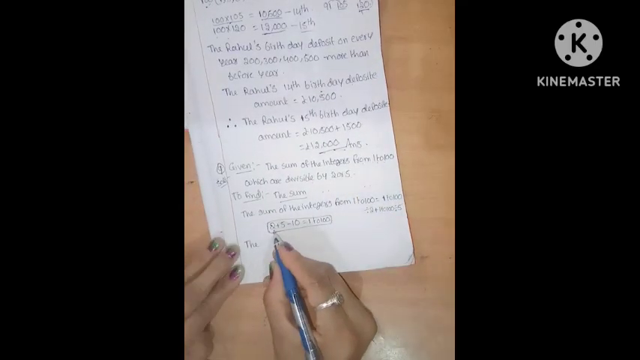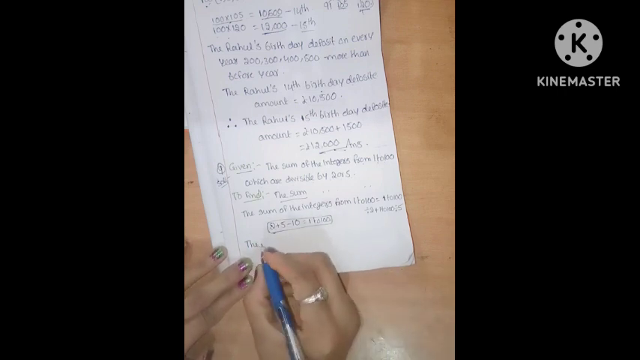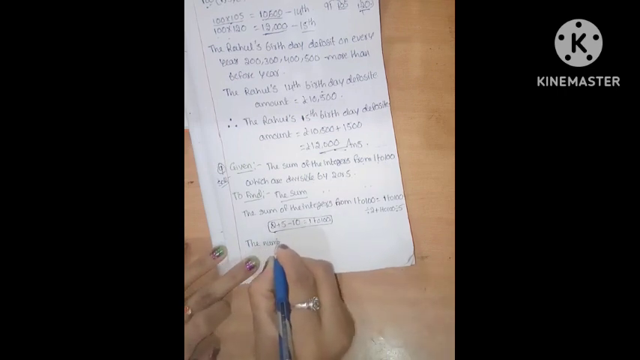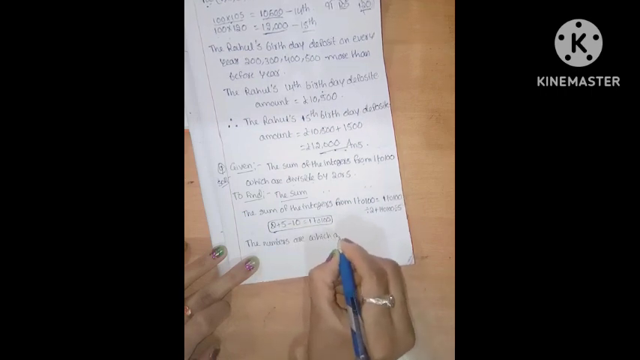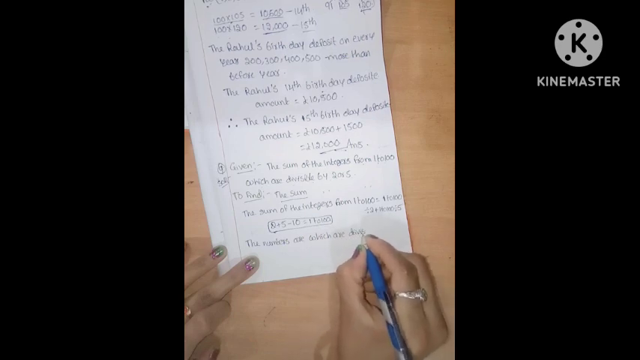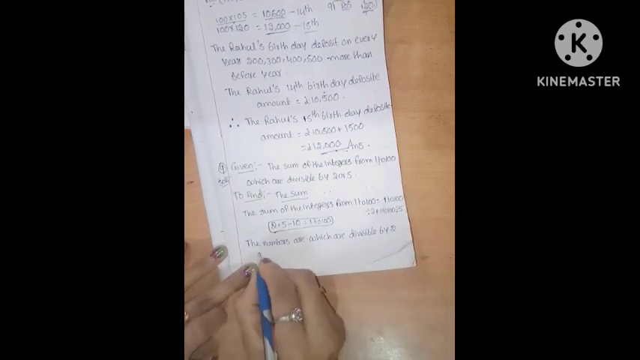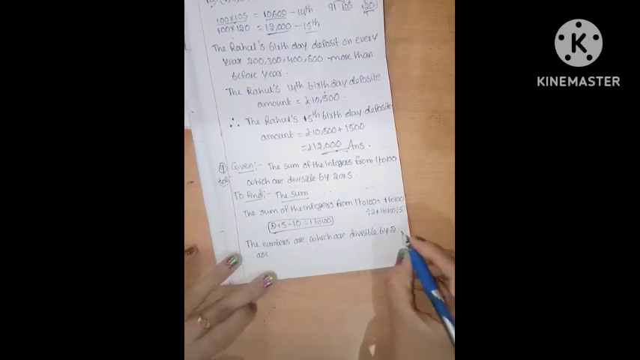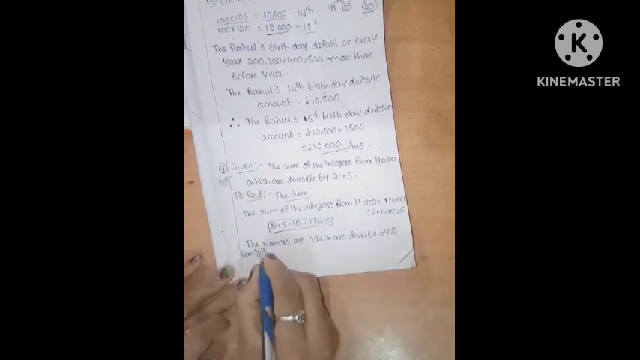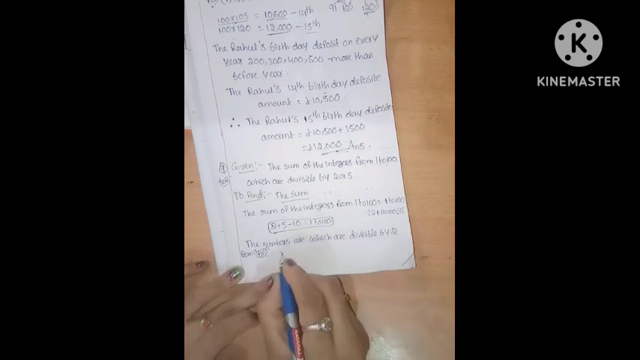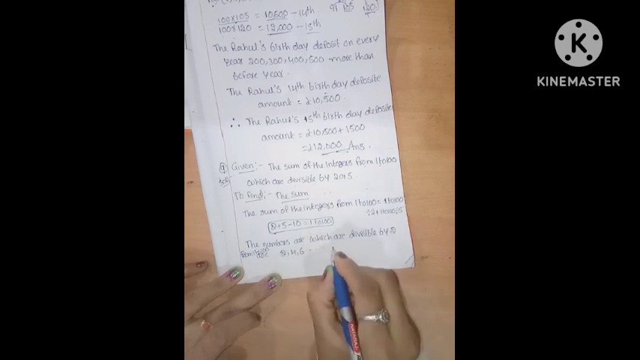First you have to find out the sum of the integers from 1 to 100 which are divisible by 2 only. So the numbers which are divisible by 2 from 1 to 100. So what are our numbers? 2, 4, 6 up to 100 only.